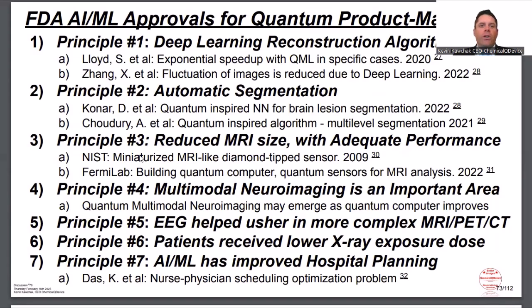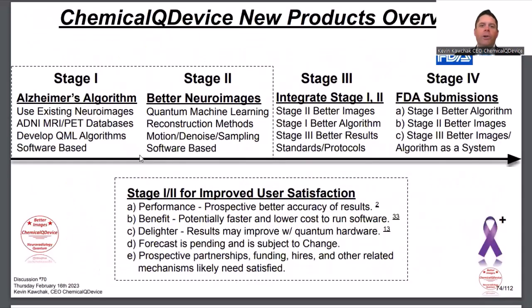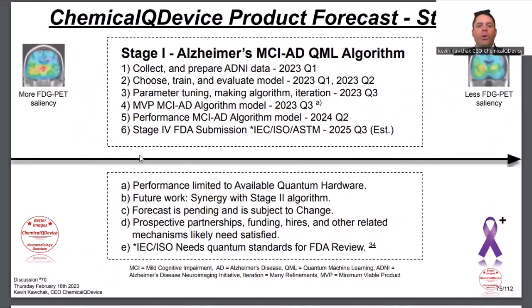significant volumes of MRIs. And here's the one I was talking about, principle 1 and 2, deep learning reconstruction, automatic segmentation. And these are neural networks, right? So expect to see, and there's going to be lots for everybody here. So in the overview, this kind of breaks it down in specifics. I'd mentioned stage 1 and 2. So stage 1, having these ADNI MRI/PET databases, and then developing. And I'll show you.